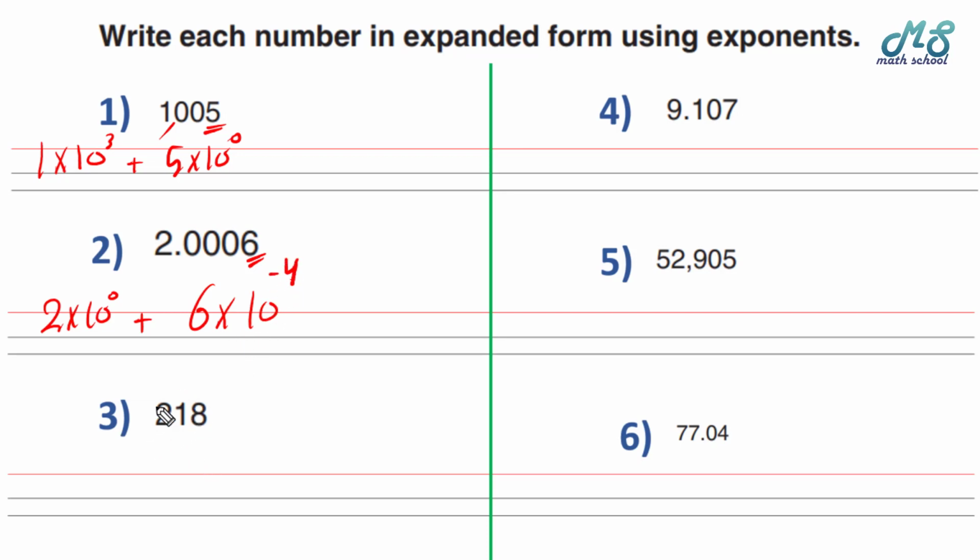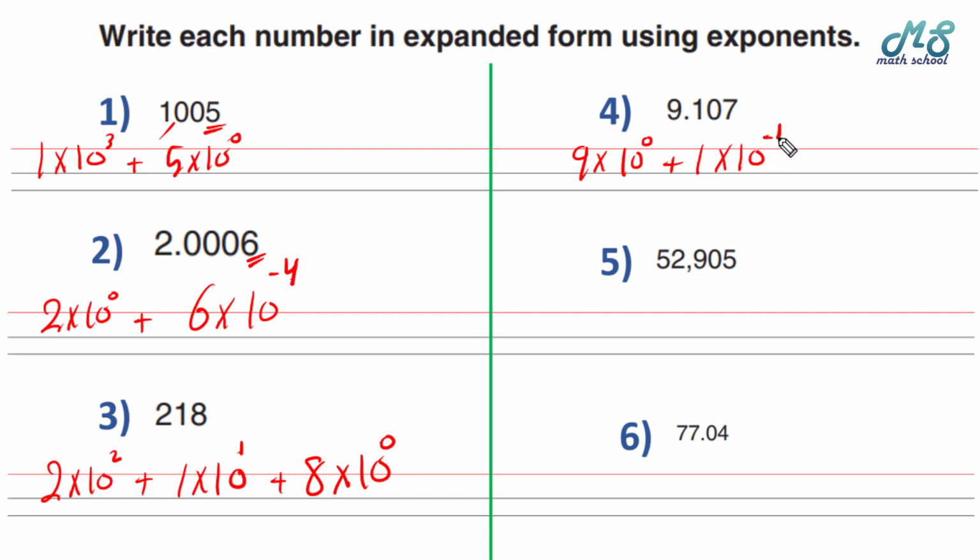It's easy. 218. 2 in hundreds place. Its value is equal to 2 times 10 raised to the power 2 plus 1. Its value is equal to 1 times 10 raised to the power 1 plus 8 times 10 raised to the power 0. 9.107. 9, its value is equal to 9 times 10 raised to the power 0 because it's 9 in ones place. Plus 1 in 10th place, its value is equal to 1 times 10 raised to the power negative 1. Plus the value of 0 is 0. So 7, its value is equal to 7 times 10 raised to the power negative 3. It's easy.